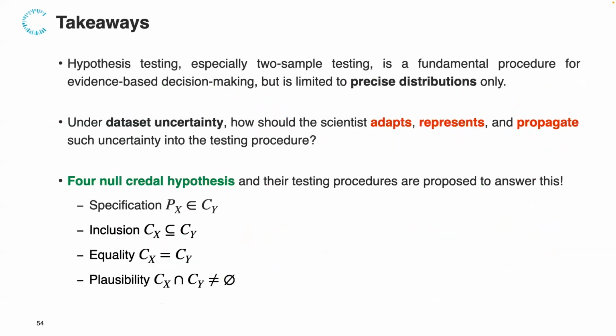And that's it. So the takeaway is hypothesis testing, especially 2-sample testing, is a fundamental procedure for evidence-based decision-making, but it's limited to precise distributions only. But nowadays, because of the abundance of data, there could be dataset uncertainty. So how should we adapt, represent, and propagate this uncertainty into the testing procedure itself? And I propose 4 null hypotheses to handle these kinds of problems. And yeah, that's the contribution of this work.